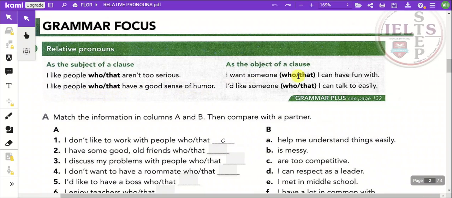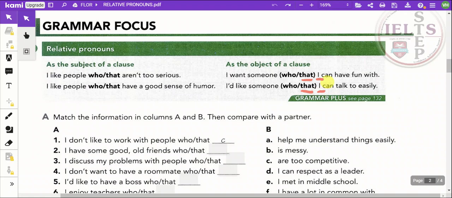But you can also use them as an object of a clause. I want someone who I can have fun with, or I want someone that I can have fun with. I'd like someone who I can talk to easily, or I'd like someone that I can talk to easily. Tienes que prestar mucha atención qué es lo que hay antes y qué es lo que hay después. Prácticamente aquí puedes ver que después de that, o después de who, tenemos otro sujeto, that I can have fun with, that I can talk to easily.